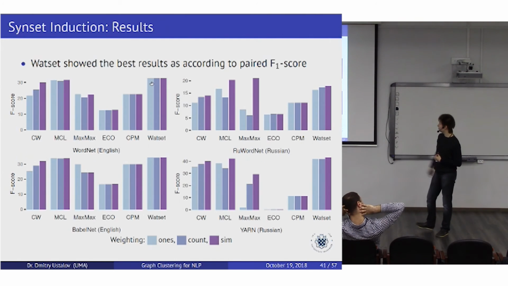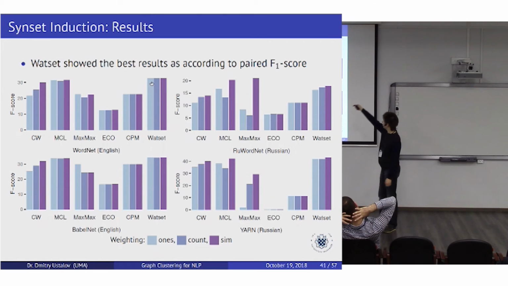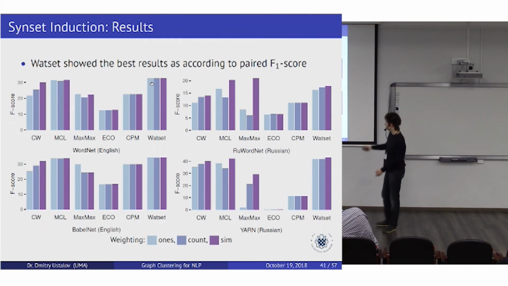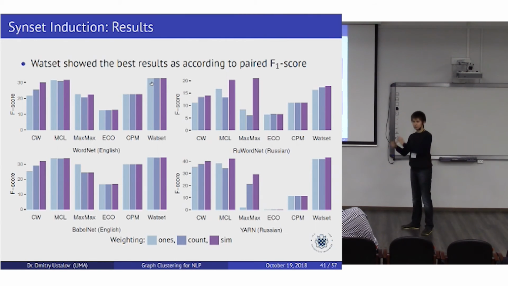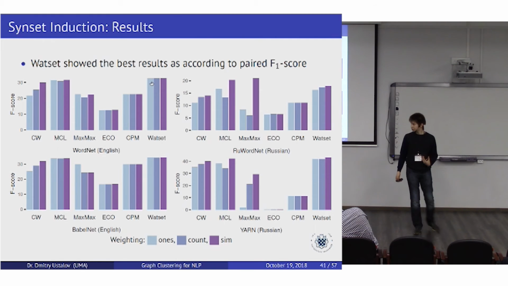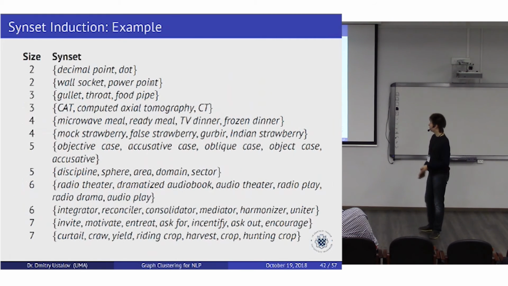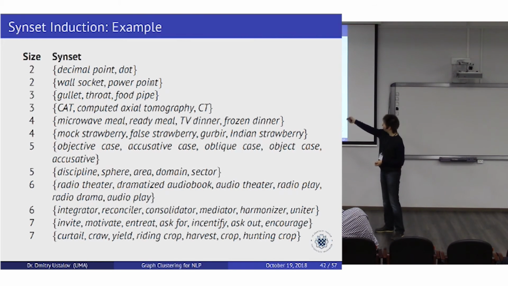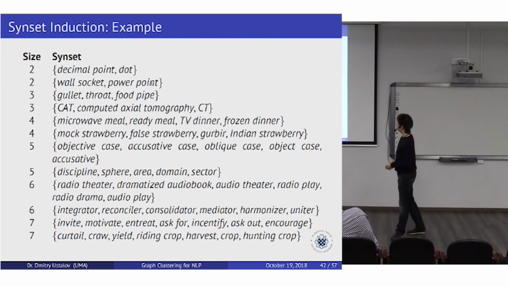In the implementations, WATSET outperformed all the other algorithms, and it was consistent. You can discuss the result maybe later, because some algorithms worked no worse than WATSET. For instance, MCL showed awesome results, but it tries to isolate the ambiguous nodes, which is undesirable. Max was very unstable because of very strange assumptions. So WATSET showed the best results. And here is an example of these synsets from the English dictionary. They look really, really good.